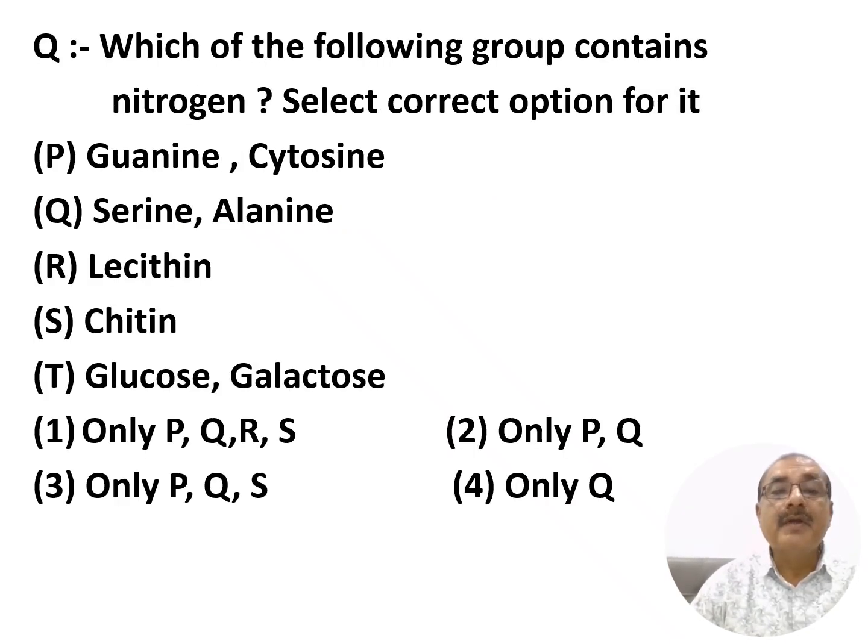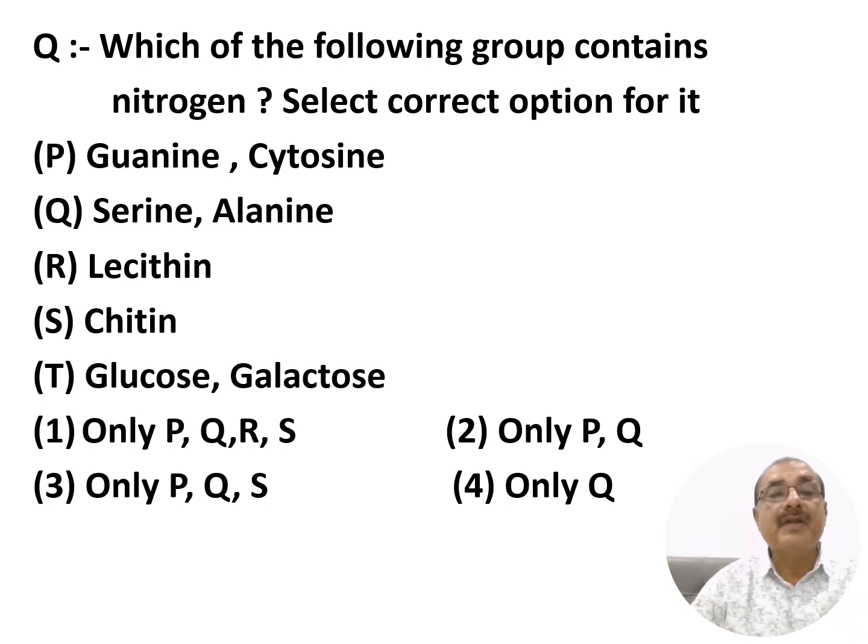Which of the following groups contains nitrogen as a molecule? Select the correct option for it. Which are the options? Let's see. These are groups P, Q, R, S and T. Group P: guanine, cytosine. Q: serine, alanine. R: lecithin, chitin. T: glucose, galactose.